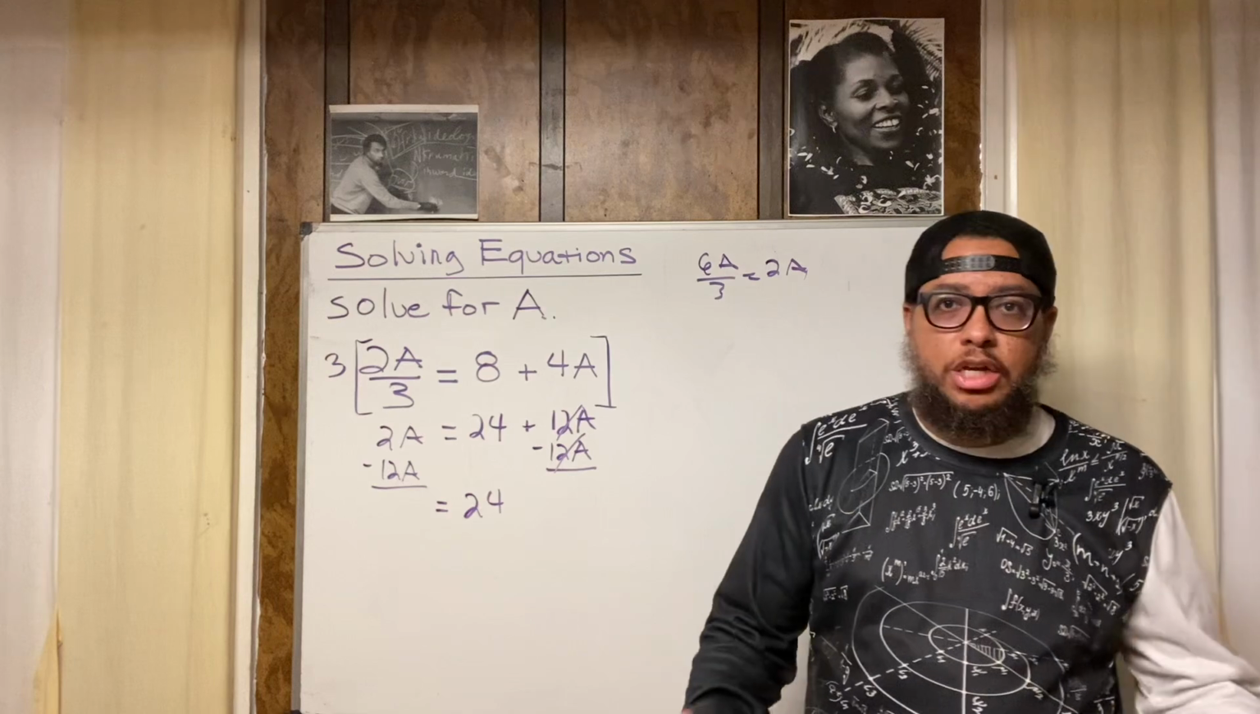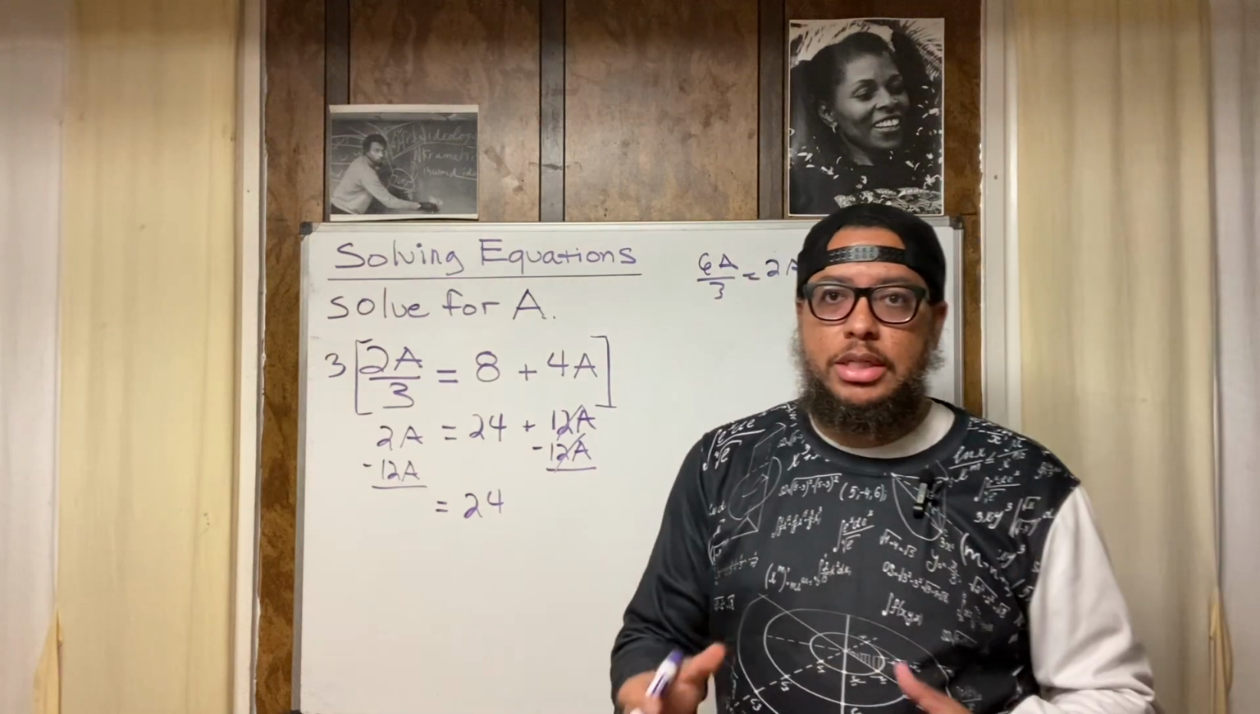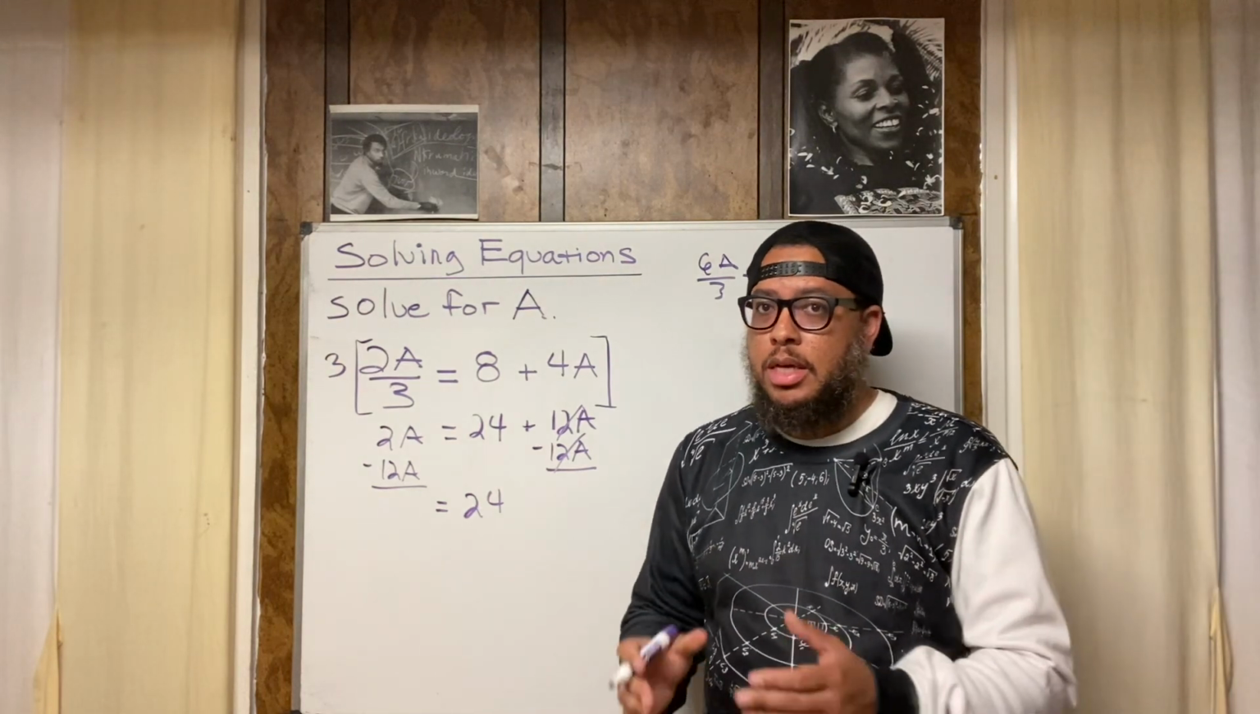What's 2 take away 12? 2 take away 12 is negative 10. We got to know how to do addition and subtraction with positive and negative numbers. Think about the number line.